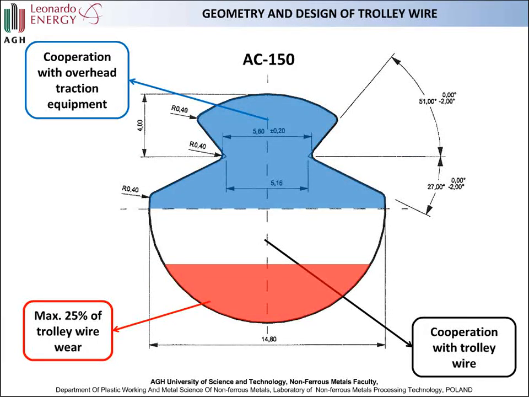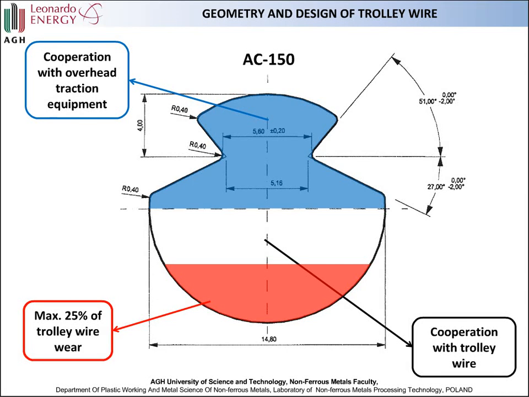Typical geometry of a contact wire has two regions, marked with blue and white color. The upper part of the trolley wire, marked with blue, is responsible for good cooperation with overhead traction equipment, and the bottom part of the cross-section is responsible for cooperation with the pantograph. Also, the European standards allow 25% of wear during the usage of a contact wire. When wear is higher, the contact wire should be replaced by a new product.